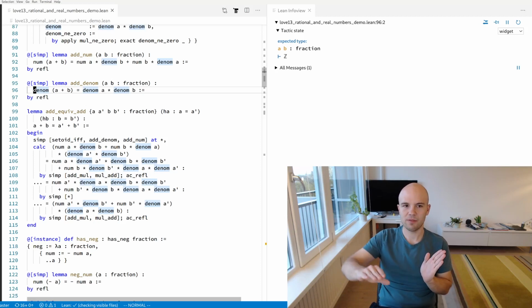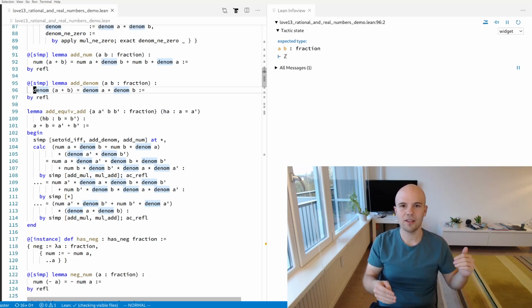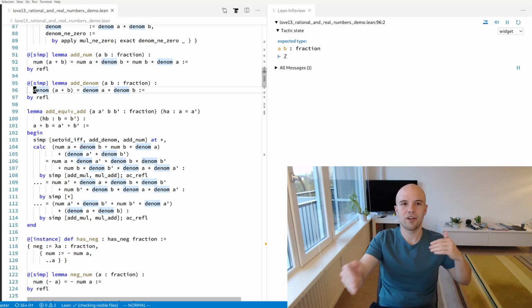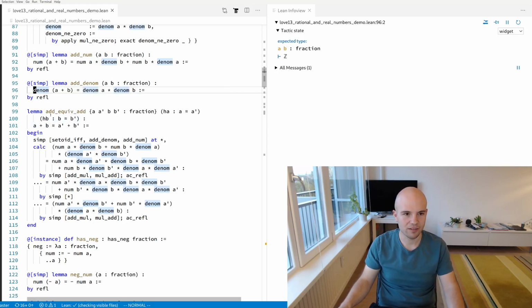In the last step, we will be lifting all these operations to the quotient, and for this we will need lemmas to tell us that, for example, the addition operation takes equivalent fractions and returns an equivalent fraction. So if the input fractions are equivalent, the output fractions are also equivalent, which is exactly what we're stating here. If we have fractions a prime, b prime, where a is equivalent to a prime and b is equivalent to b prime, then their sum is also equivalent.